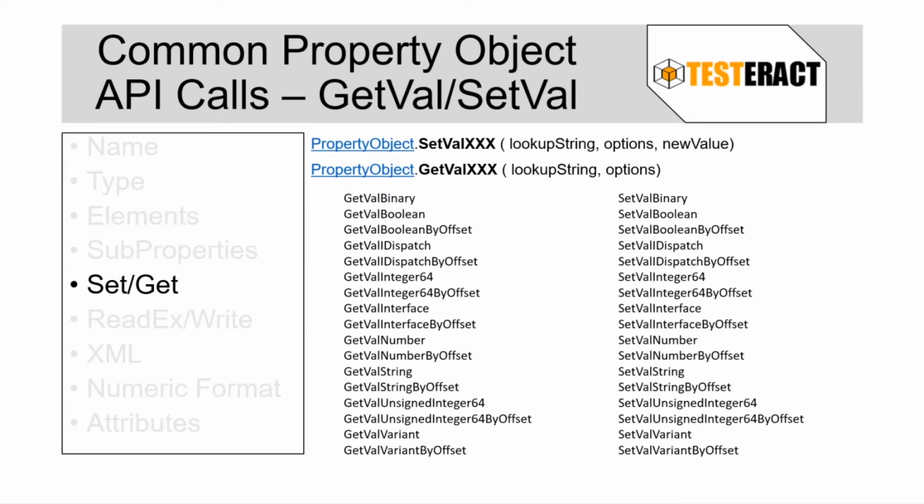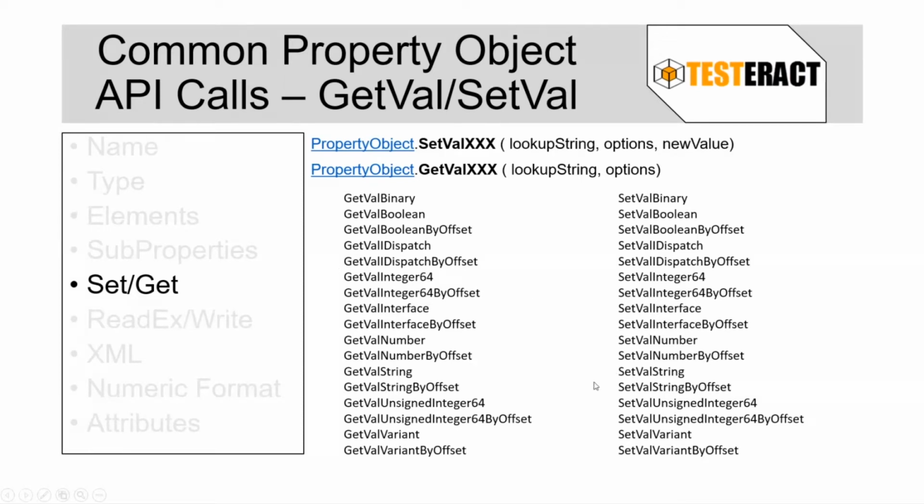And then these methods right here are probably the most commonly used API calls on property objects, in my opinion, or at least I use them the most. Get val and set val, and then there's a whole bunch of different types that you can use these with. iDispatch and, what's the other one? iInterface or interface. Those are used for references. So they kind of behave a little differently. One is kind of in the same thread or something like that. Anyways, you can use those for references.